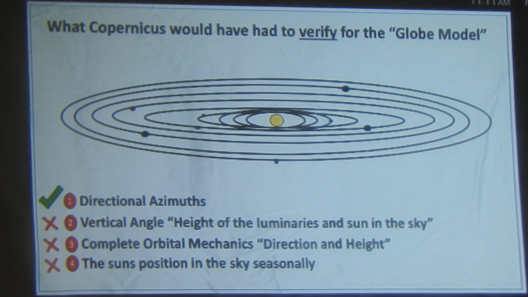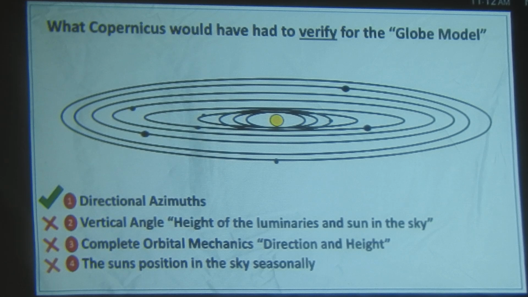What Copernicus would add to verify the globe model was directional azimuths, in other words, the sun being at a certain direction during the daytime, and that kind of works. It works out if we look at it from the Earth. However, the vertical angle, the height of the luminary, the sun in the sky, that fails. The sun is too high in our daytime sky, especially during the summer. What we should actually be seeing is that the summer sun height happens to us up here in the north during the winter. And that's about the height of the sun we should see in the summer. And then even in the winter it should be a little bit lower. So the sun's out of position.